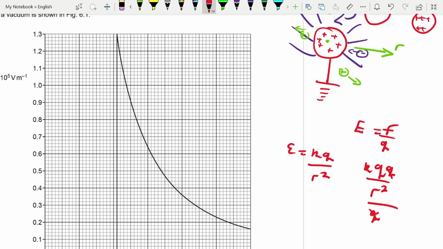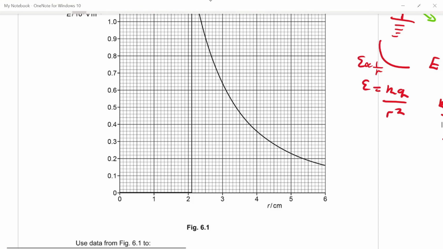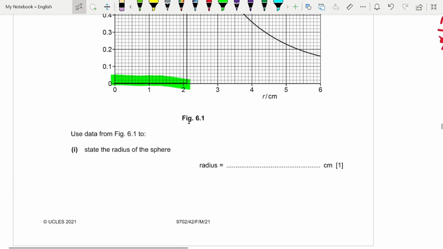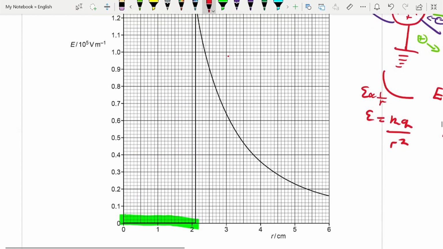So this is sort of a proportionality curve. It's going to be a curve like E being directly proportional to 1 over r, but squared just means squared, so it follows a similar shape. But what I'm interested in is this part, and this shows how fair life is. I like this part so much. This is the radius of the sphere, and I'm going to explain why, because the next question is to state the radius of the sphere. The E is 0 inside a sphere. Why is that? There is no field inside a sphere.